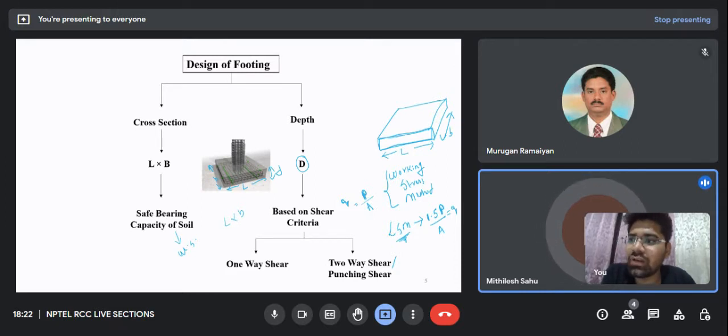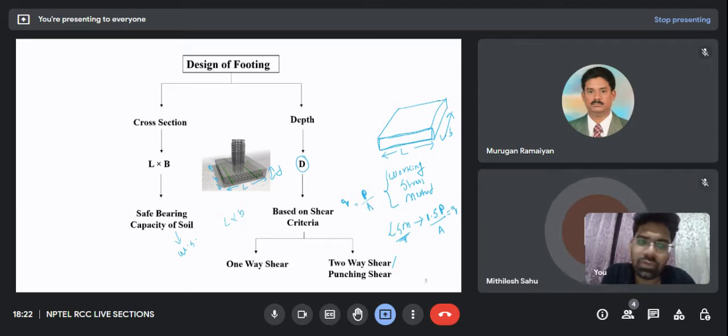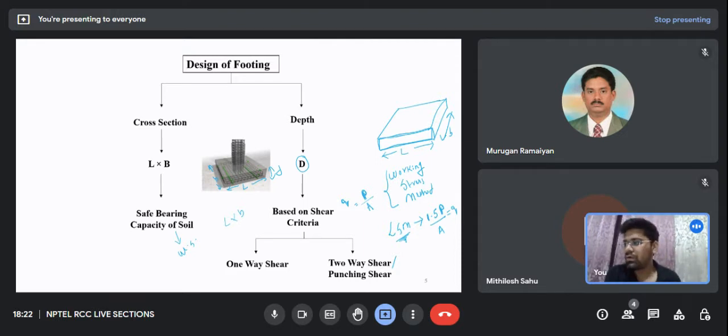Akhilesh, you are not audible. There is some problem with your microphone, I think. You are not audible at all. You can type your answer in the chat box if you wish to. Just type your answer. Are you typing?